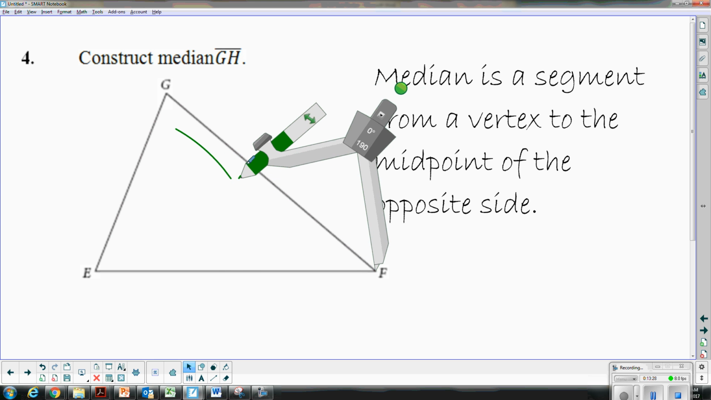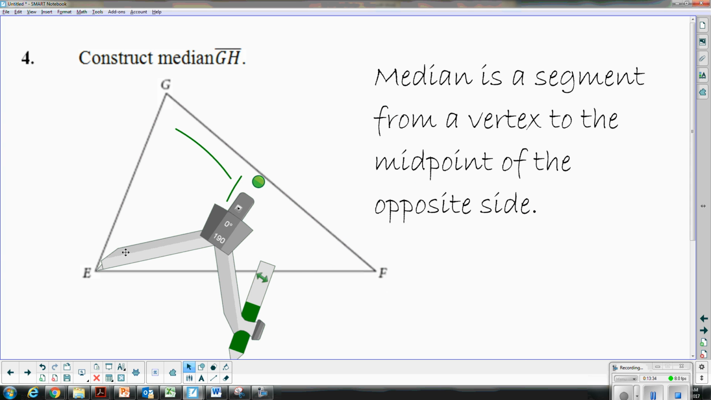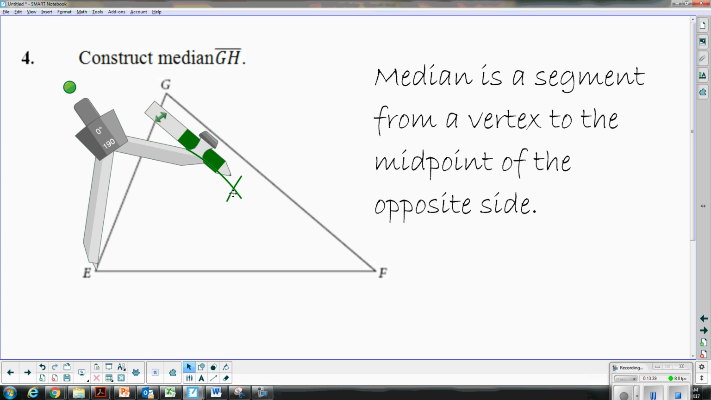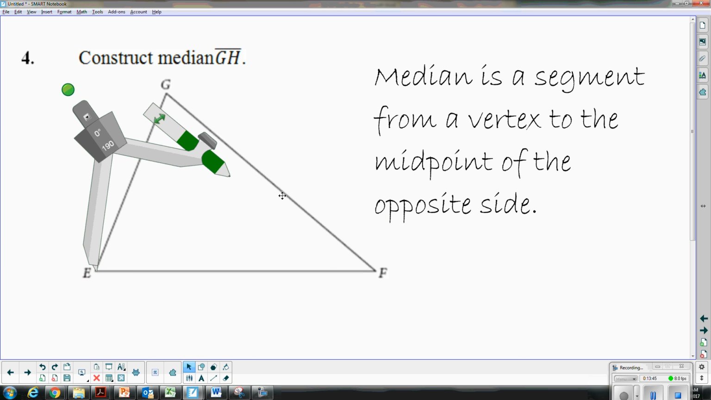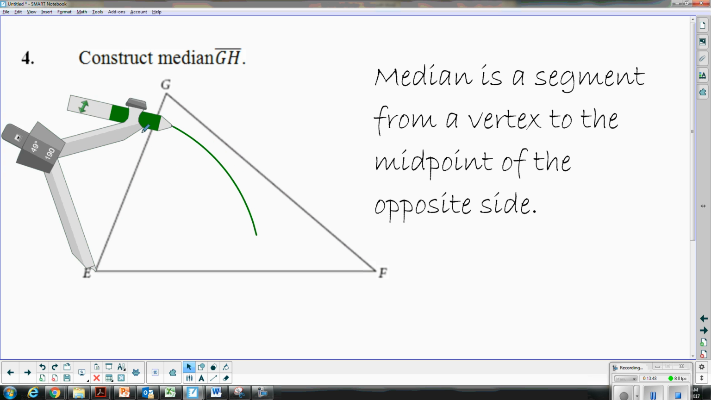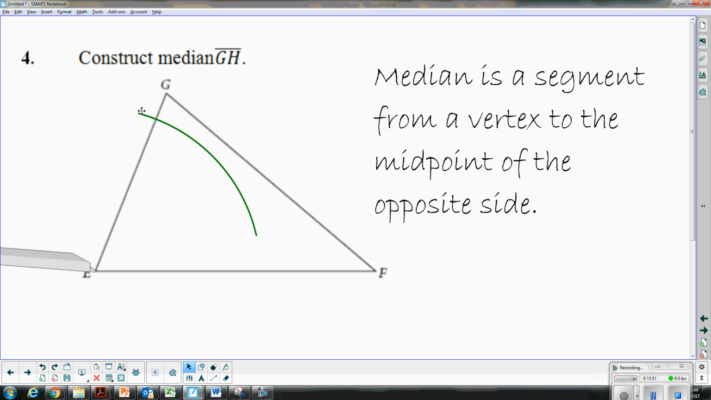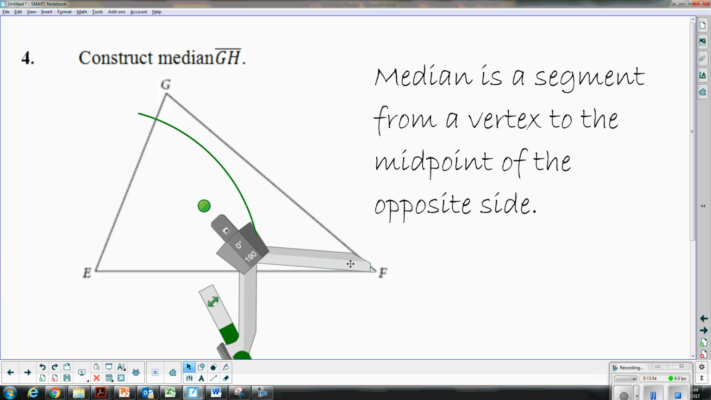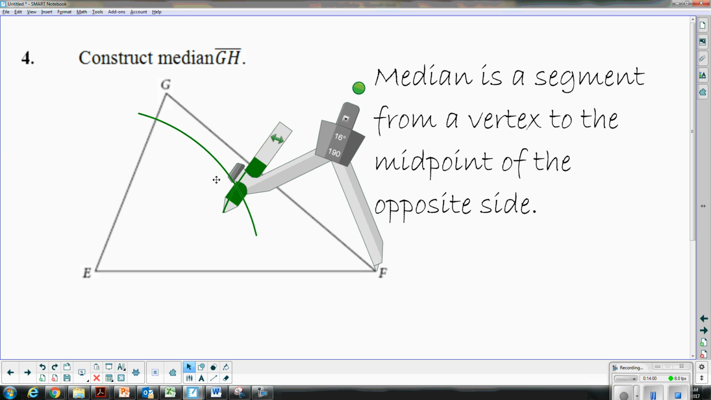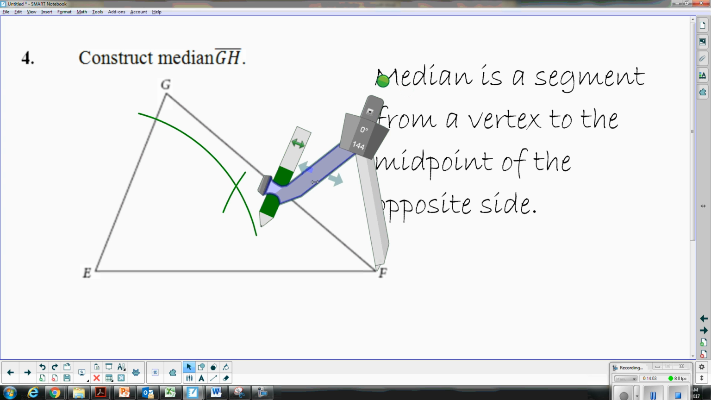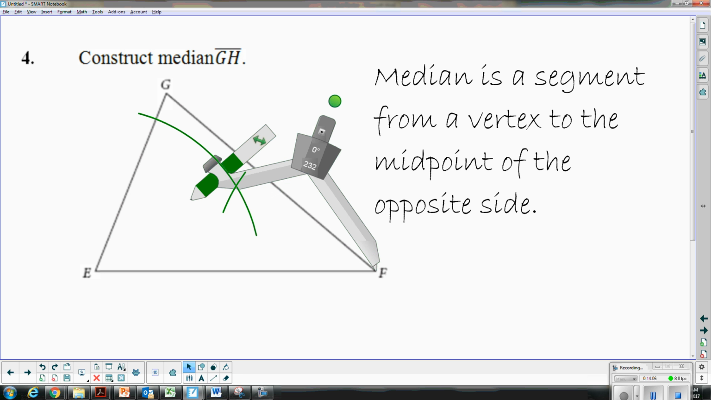Oops, so it's not quite long enough. I need to go back and extend my arc a little bit. Whoops. Let me start over for this one. All right, so here's my first point. And then I'm going to change my compass settings. And actually I'm going to make them a little bit bigger. Change my color so that you can see.